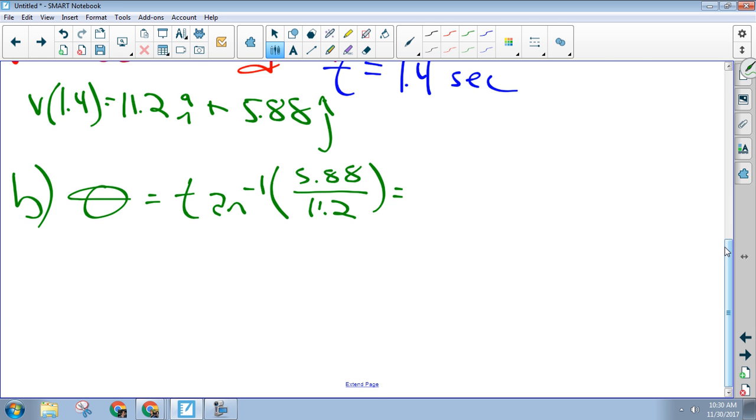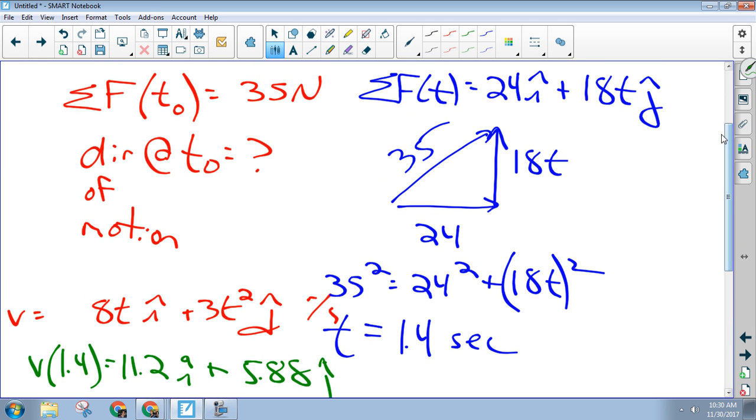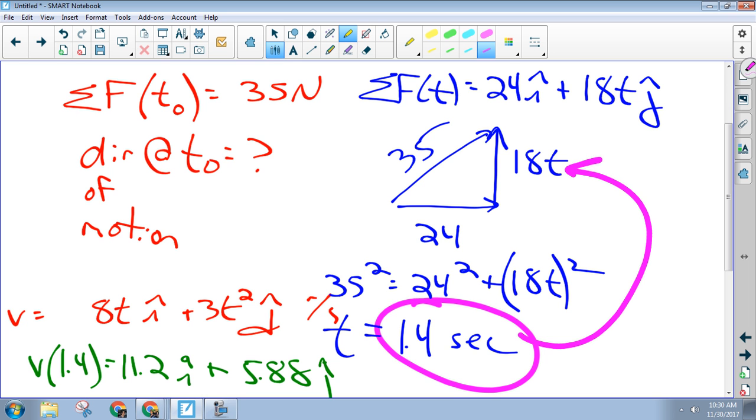Good. To go back and do part A, we have to look at this triangle. Plug this time into this triangle and find this angle. Or just use the givens, 35 and 24. You could do it that way too. Use a little bit of trig and you can find that missing angle. Are we good, you guys?